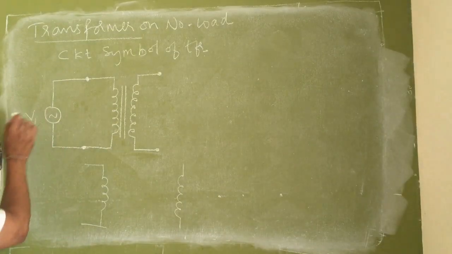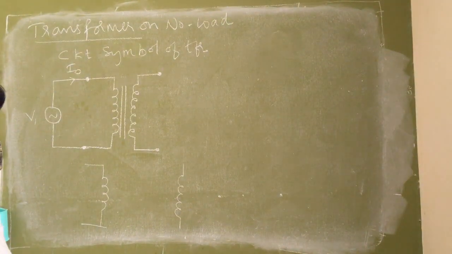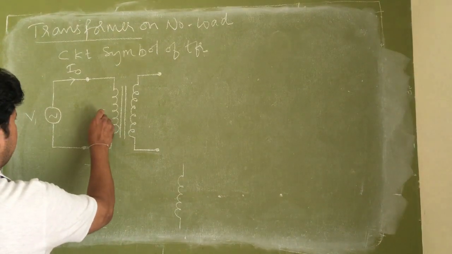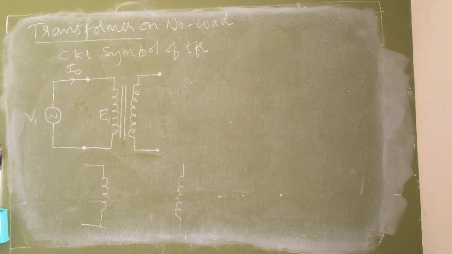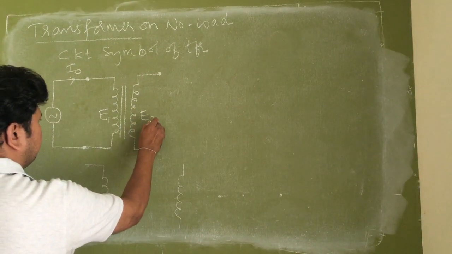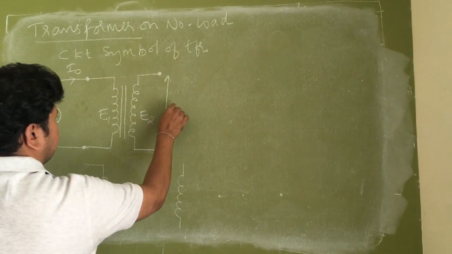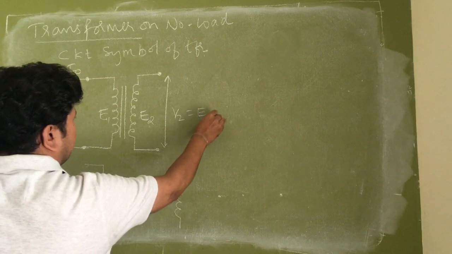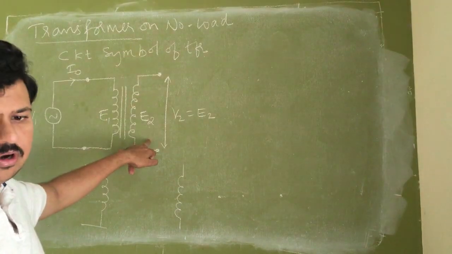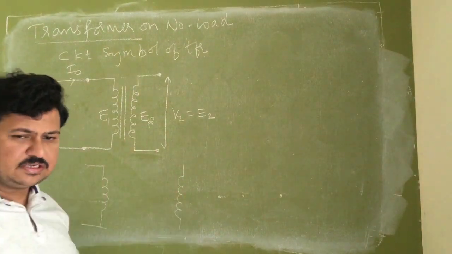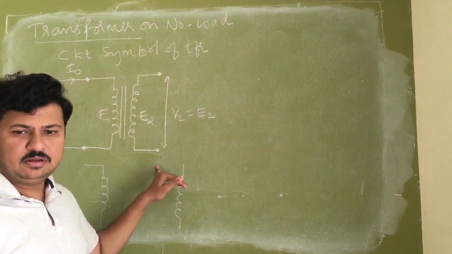So let this be V1. This will be current I0. I0 is the no load current. And the EMF induced in primary is E1. EMF induced in secondary is E2. Okay. And the voltage across terminals is V2, which is equal to E2. Now the transformer is on no load. I am not connecting any load on the transformer. So the secondary side of the transformer will be an open circuit.